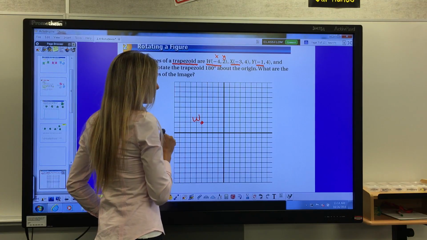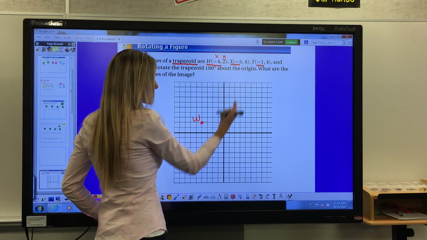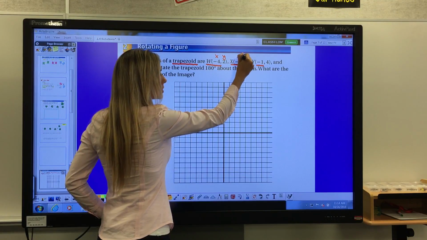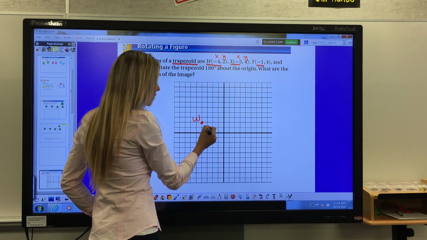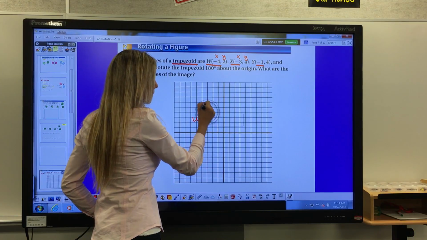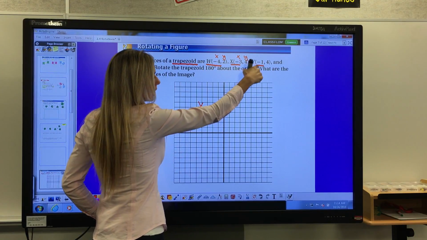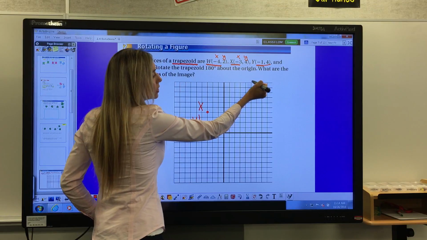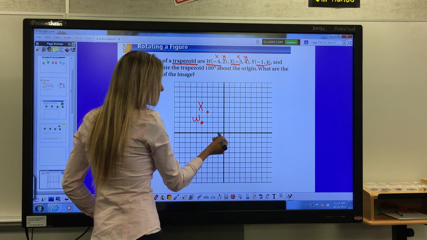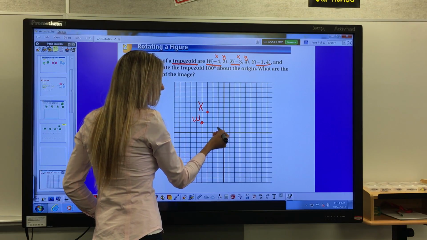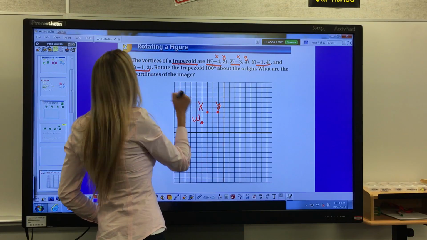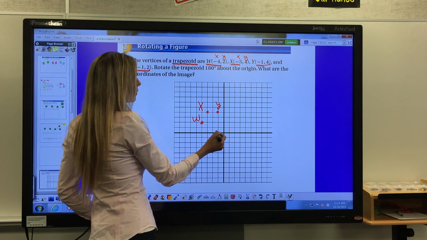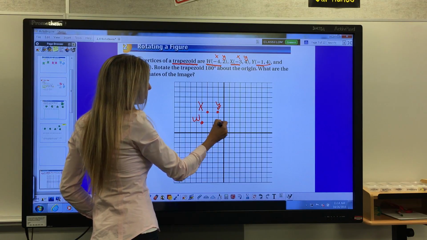Point W. Point X, -3 on the x-axis and up 4. 1, 2, 3, 1, 2, 3, 4. -1 and +4. X-axis is 1 left, and 1, 2, 3, 4. That's my point Y. And point Z is -1 and 2.